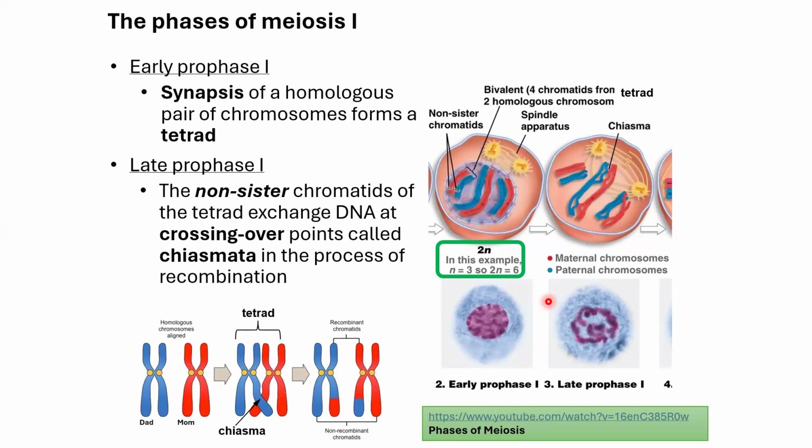The phases of meiosis 1 include early prophase 1. In this step, it goes into synapsis, which means the chromosomes are coming together and aligning with their homologous chromosomes, forming a tetrad. So this is a tetrad. Then in late prophase 1, they're still together, but now the non-sister chromatids of the tetrad exchange DNA at the crossing over point. The two homologous chromosomes give each other a part of their DNA to make a new combination.